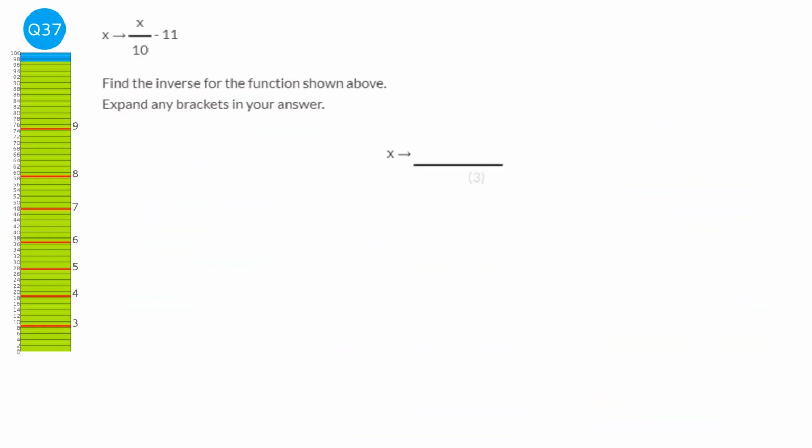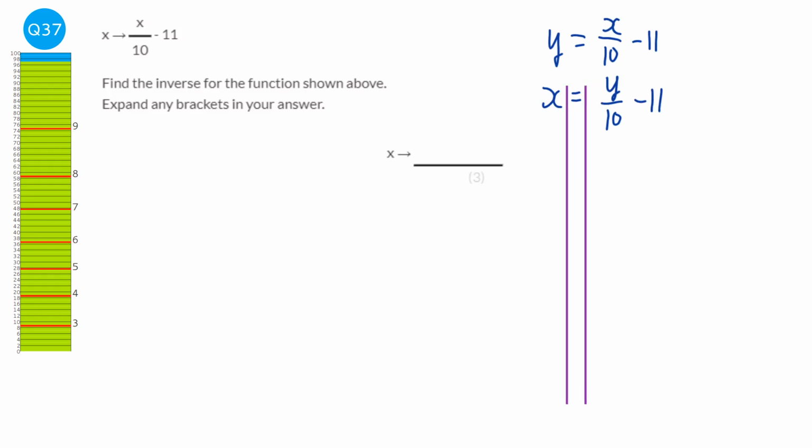A simple trick when you're finding the inverse of a function is to replace or to switch the y and the x. Now we don't actually have a y in here, but we can just put one in, it's not a problem. So we can just rewrite this function as y equals x over 10 minus 11, and we're just going to switch around the y and the x. So x equals y over 10 minus 11.